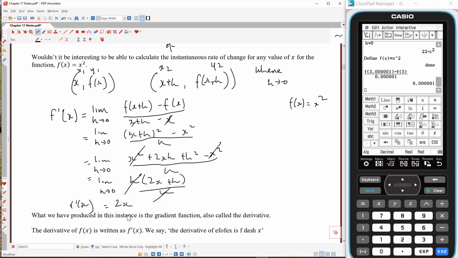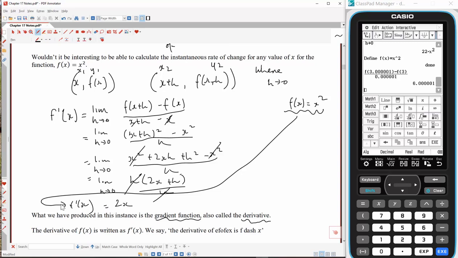Okay, so what we have produced in this instance is what we call the gradient function. I've created a new function called the gradient function. It's also called the derivative function. The reason why we call it a derivative is that it's derived from the original function. There's a relationship between f of x and the function we've produced. The derivative of f of x is written as f dash x. So here's the original function, sometimes referred to as the parent function, f of x equals x squared, down to this function here, f dash x equals 2x.